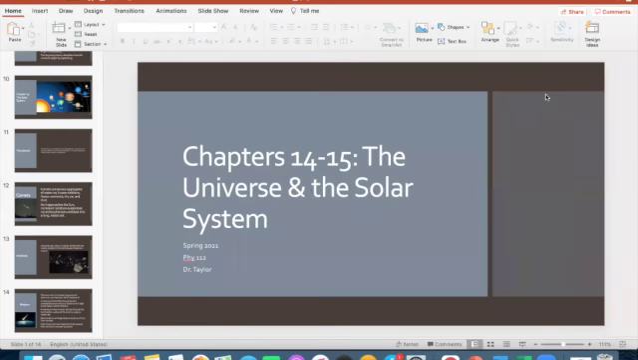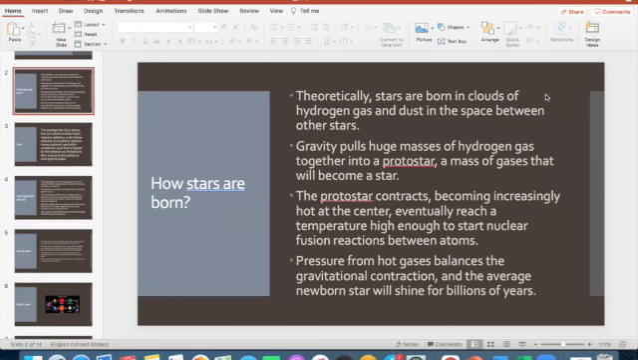So chapter 14 and 15 are on the universe and the solar system. Stars are born in clouds of hydrogen gas and dust in between other stars. What gravity does is pull these huge masses of hydrogen gas together into a protostar. The mass of the gases eventually becomes the star once the gravity activates on it.